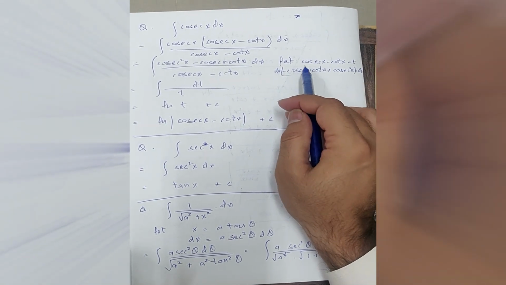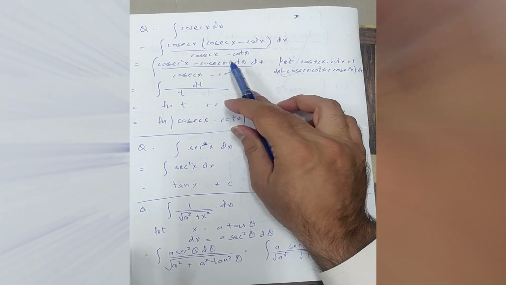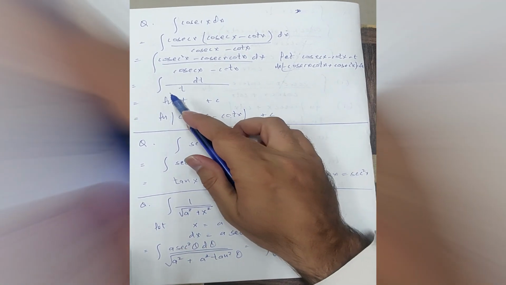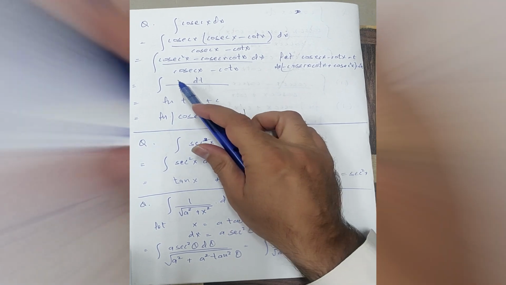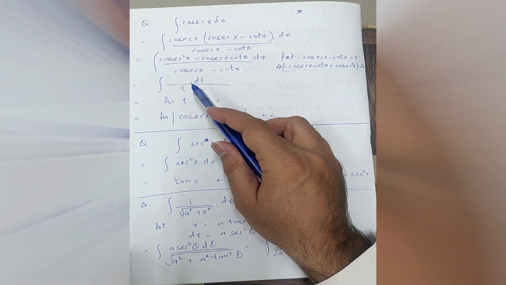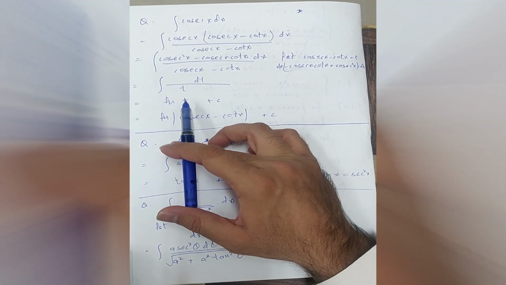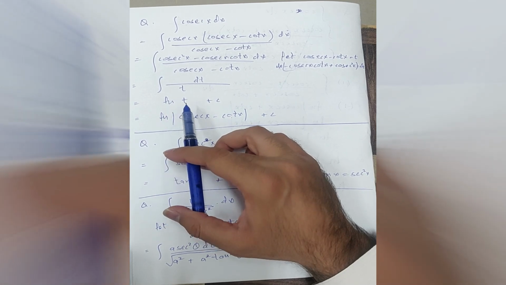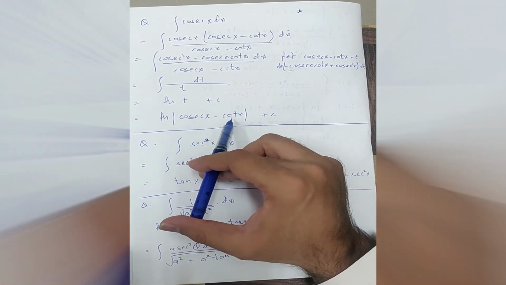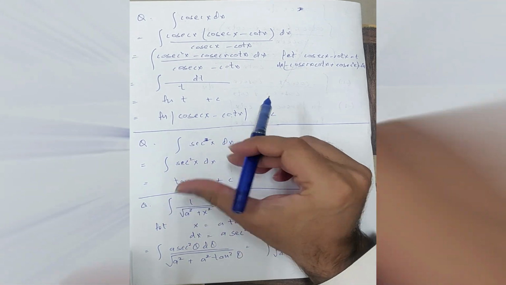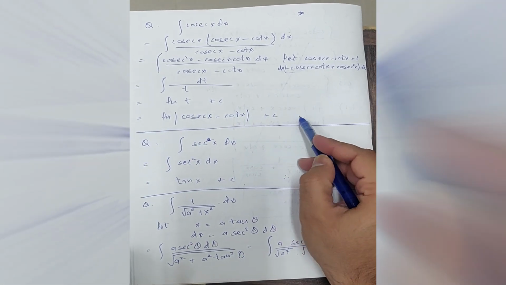Now putting these values in this expression, we get the integral of dt by t, a simple integral that can be evaluated very simply. It is simply log of t plus c. Now putting the value of t here, we get log of cosecant x minus cot x plus c. So this is the first solution.